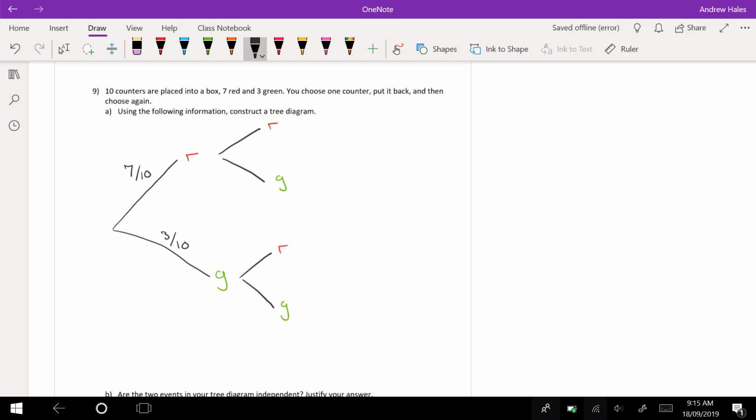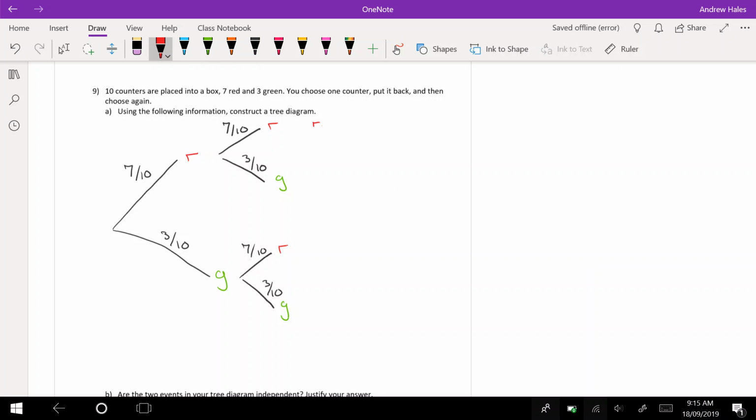Now let's go for my second choice. First off, what I have to consider is if this experiment being conducted is with or without replacement. Since we put the counter back, it's with replacement. So that's going to be 7 out of 10. And that's going to be 3 out of 10. It doesn't matter what we choose because we put our counter back. That makes finding these probabilities fairly simple.